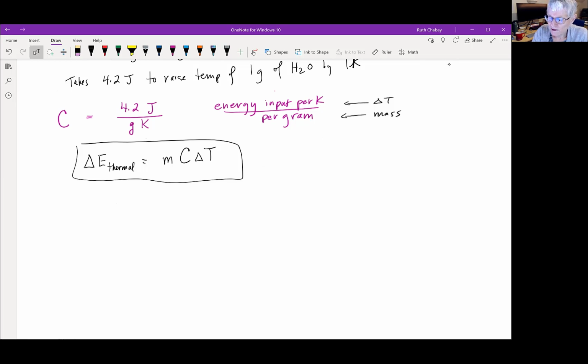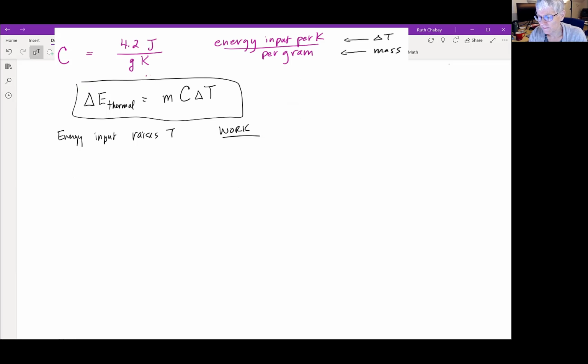So one way to raise the energy of something is to do work. So energy input raises temperature, and one way to do it is just through mechanical work, which we already know.